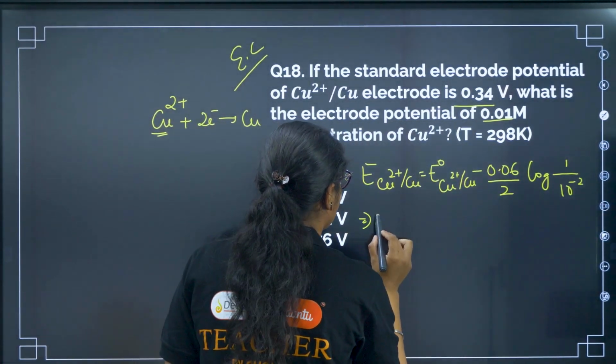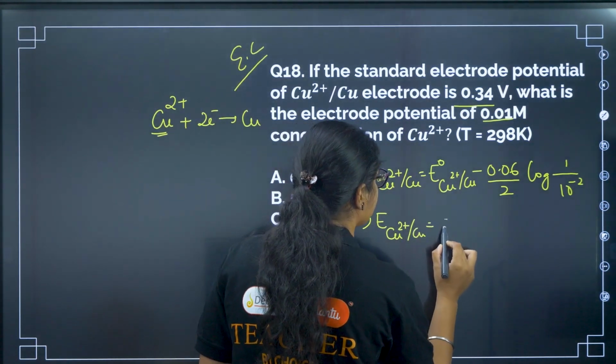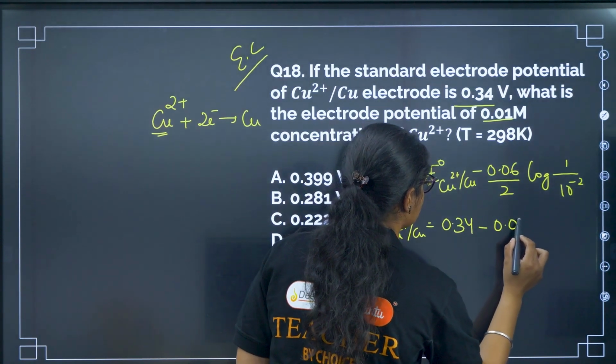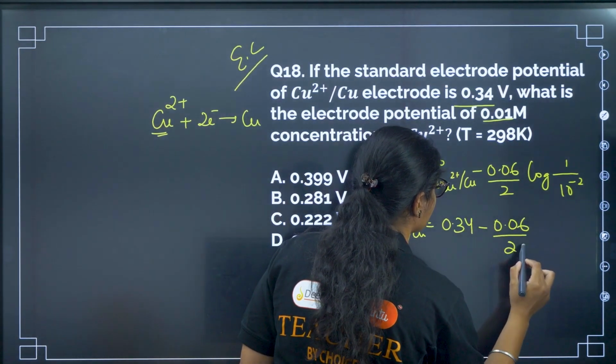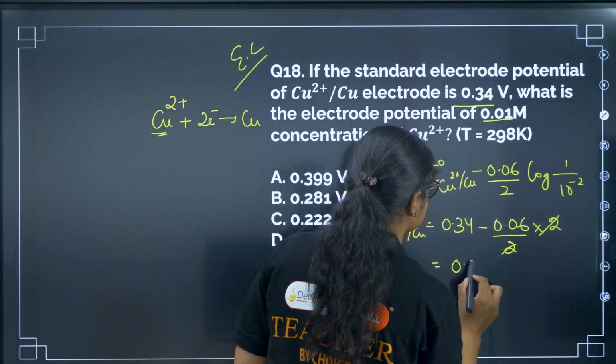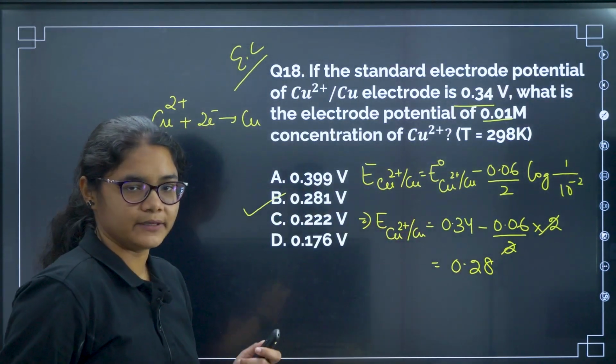So now we have to calculate this value, right? And then E naught value is 0.34 minus 0.06 divided by 2 into this will come 2. So we can cancel, so we'll get around 0.28. So the correct answer for this question is option B.